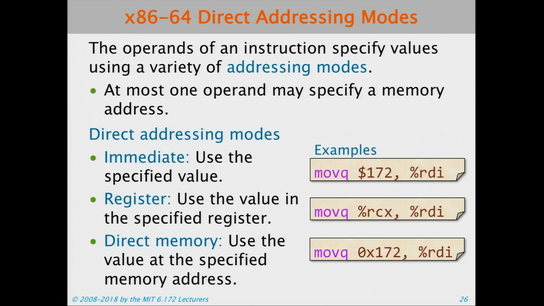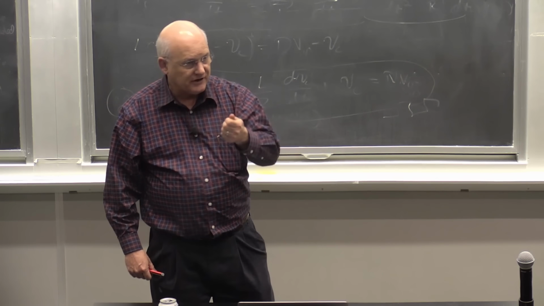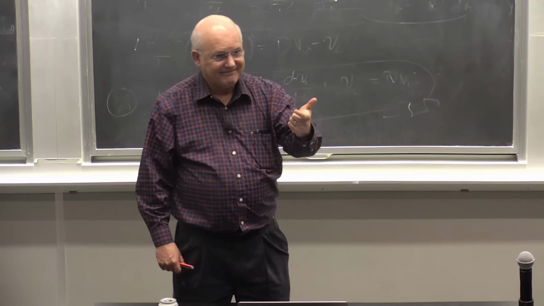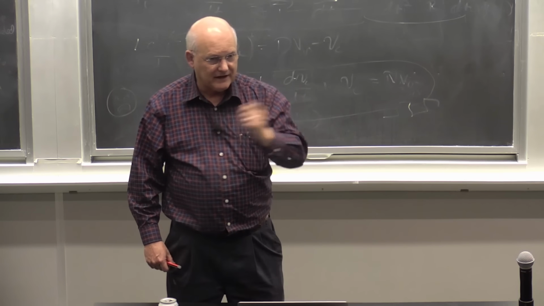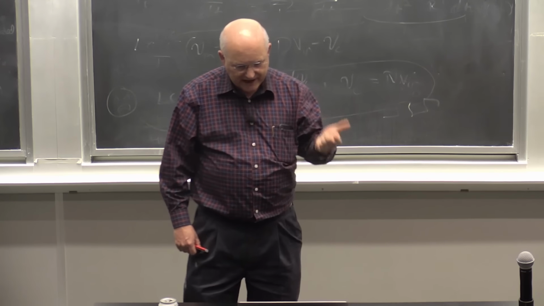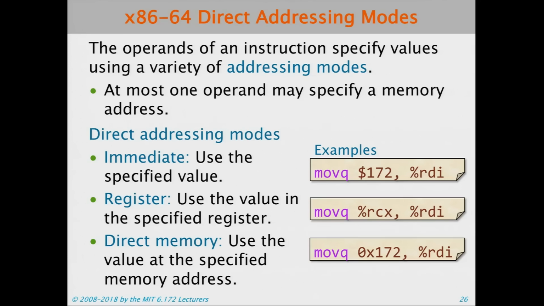So for immediate, what you do is you give it a constant like 172, a random constant, to store into the register in this case. That's called an immediate. If you look at the machine language, 172 is right in the instruction. Okay, it's right in the instruction, that number 172. Register says we'll move the value from the register, in this case %CX, and then the index of the register is put in that part.